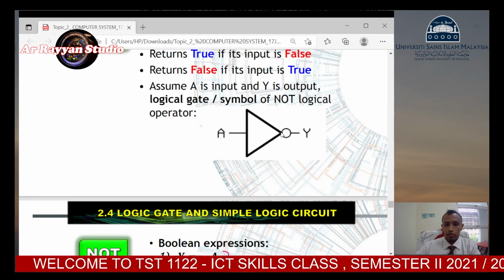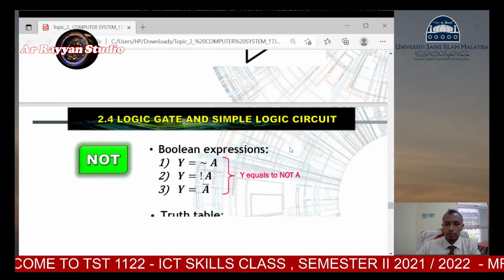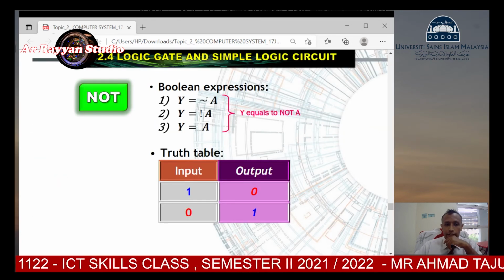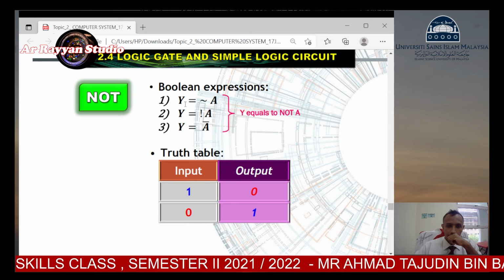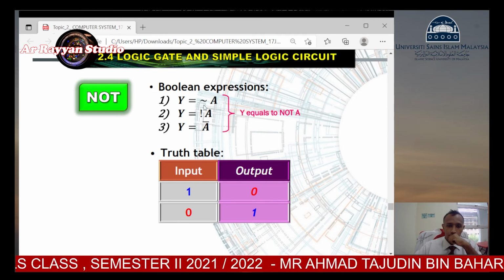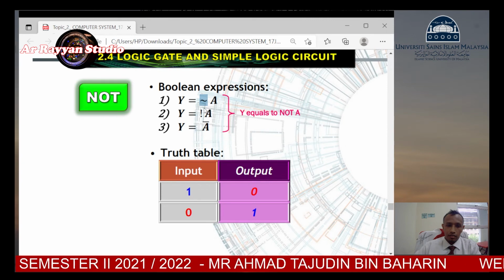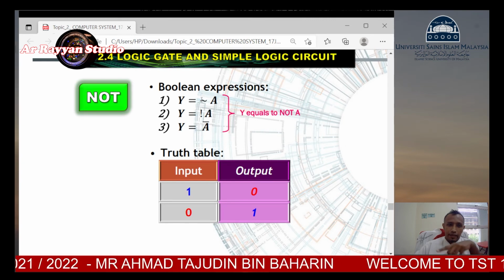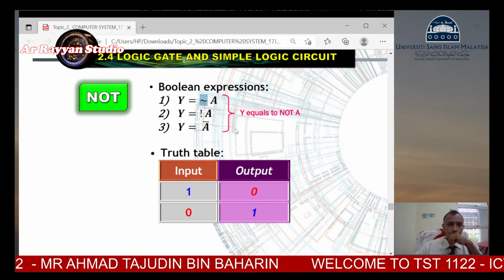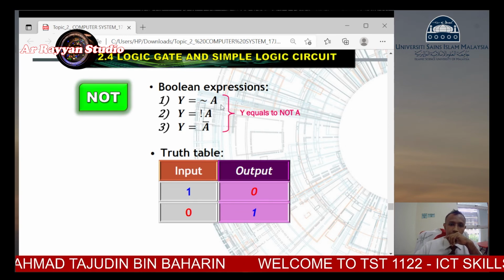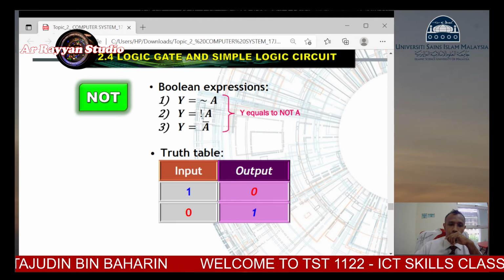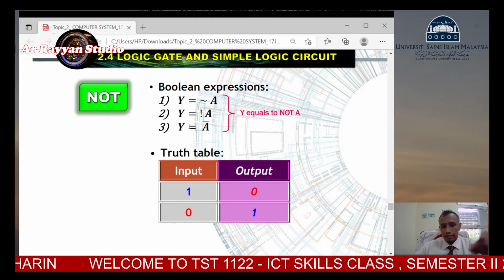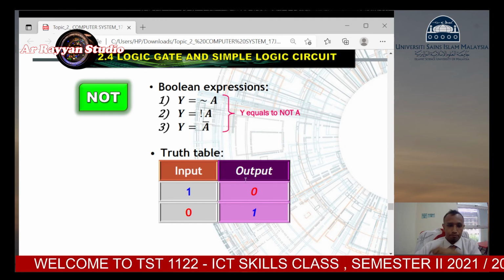Sebenarnya kalau ada huruf ni yang kosong ni pun dia sebagai not. Alright. So dalam Boolean expression you can say that Y is equal to tanda cacing ni. Tanda cacing ni dalam bahasa Inggeris apa? Tilde. Okay, and A and Y equal to not A. Okay, tanda seruan ni kita panggil not selalunya. Not A, and then Y equal to A prime.